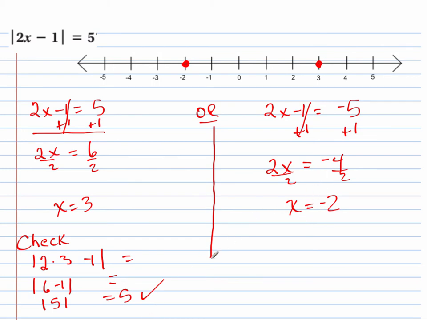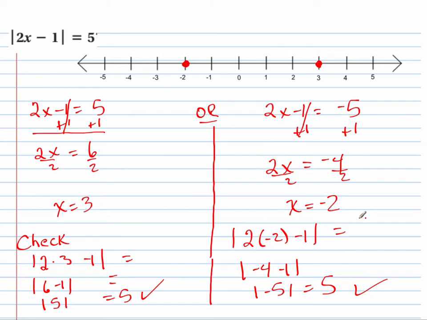When I put in the negative 2, I have the absolute value of 2 times negative 2 minus 1. So this is the absolute value of negative 4 minus 1. So this is the absolute value of negative 5. And indeed, that does equal 5. So all you're trying to do is to get this true statement here.